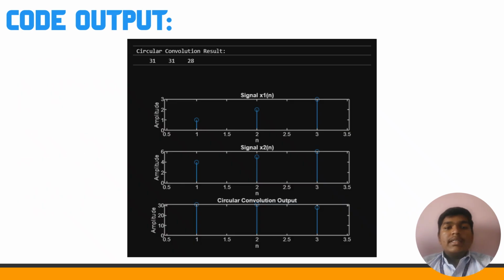So here you can see the output of the code. The third plot shows the result of circular convolution. Notice how the amplitude pattern changes as the signal is wrapped around. That's the key difference compared to linear convolution.